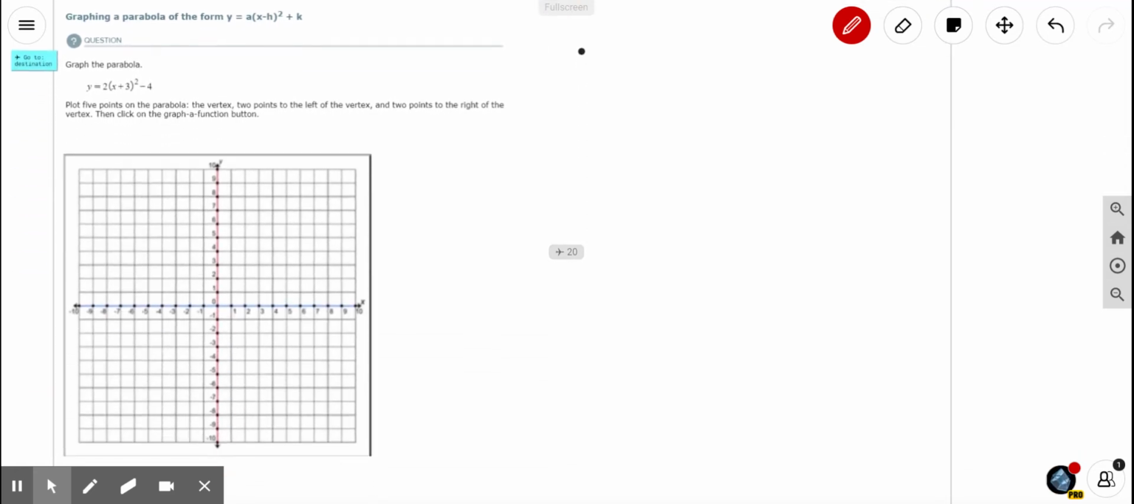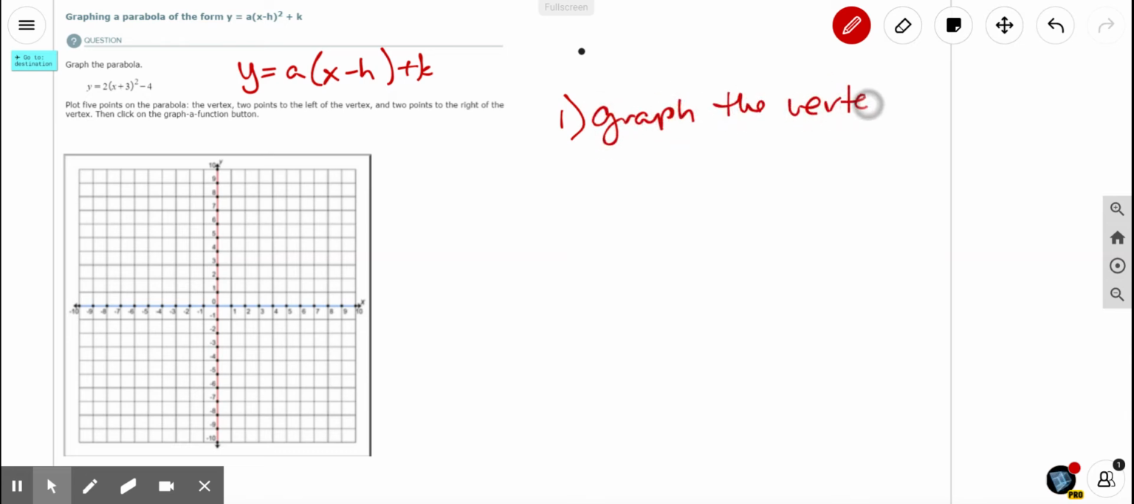Okay, graphing a parabola. Now you need to write down the steps to graph a parabola. Oh, never mind. This is in vertex form. So you still need to write down the steps, but this is not the negative b over 2a one. This is the vertex form. So remember, this is y equals a times (x minus h) squared plus k. So step one is to graph the vertex. Okay, you pull it out of the equation.